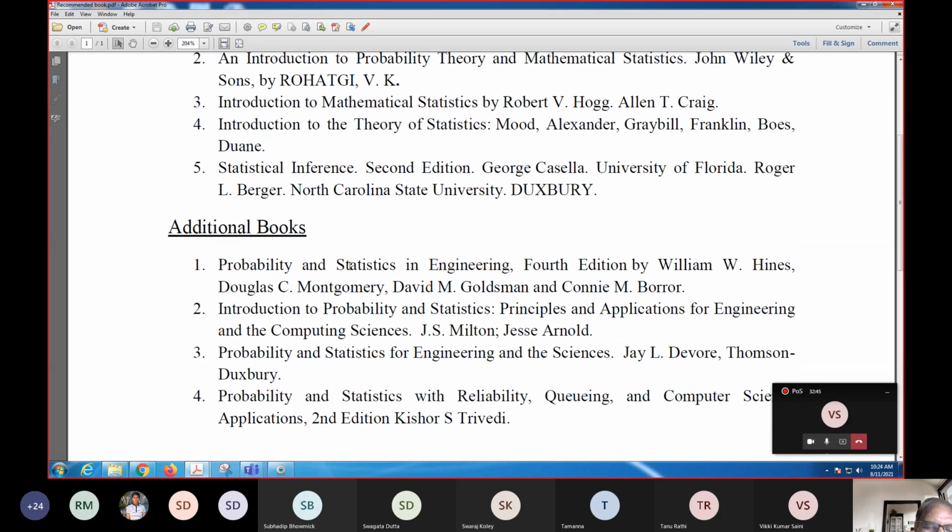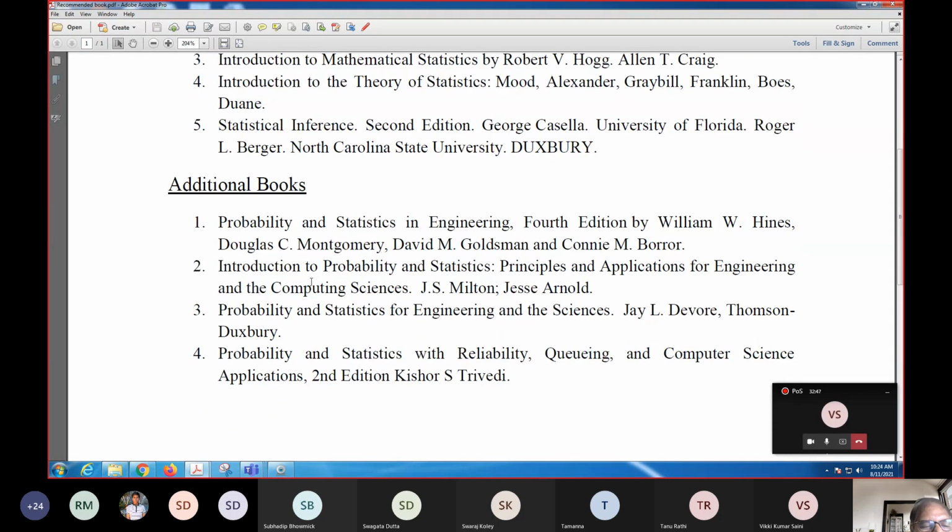Then there are some more books. Since it is an engineering institution, we have courses on probability and statistics for the undergraduate students. The course content is almost the same. Of course, we discuss a little application, meaning the problems are engineering oriented.